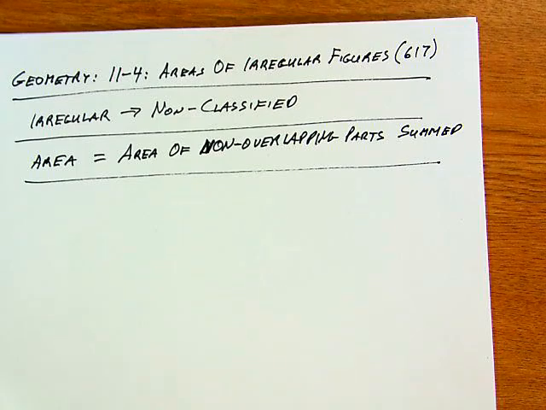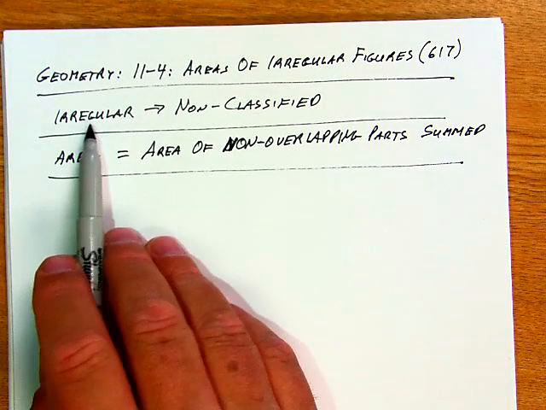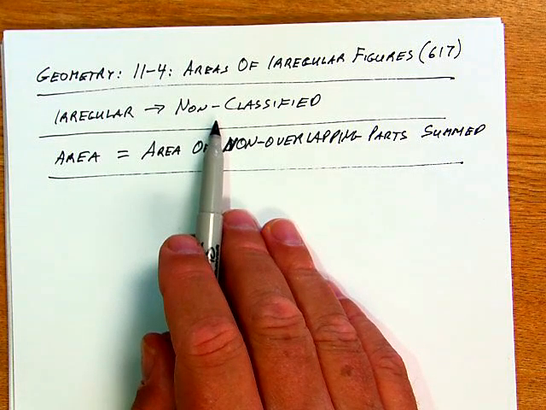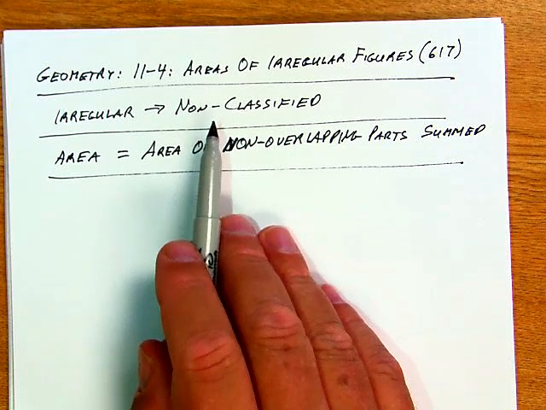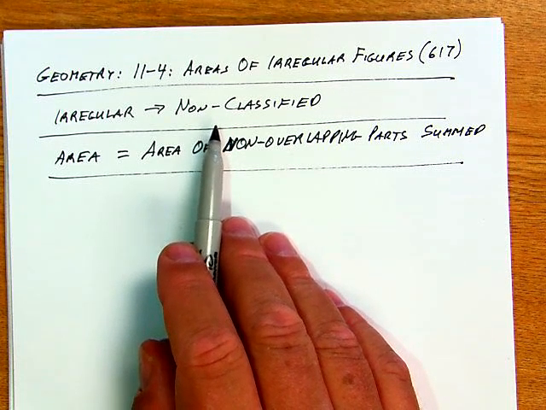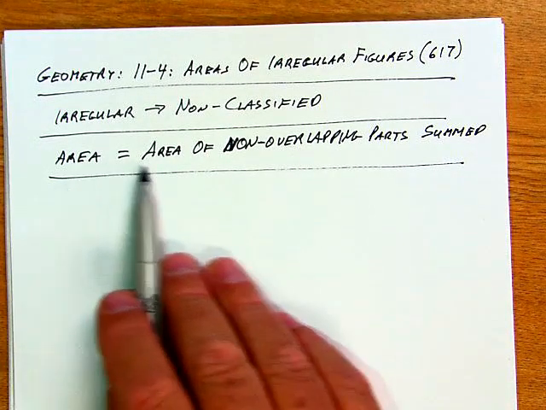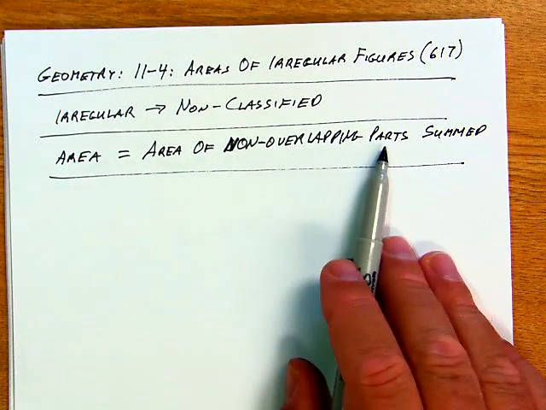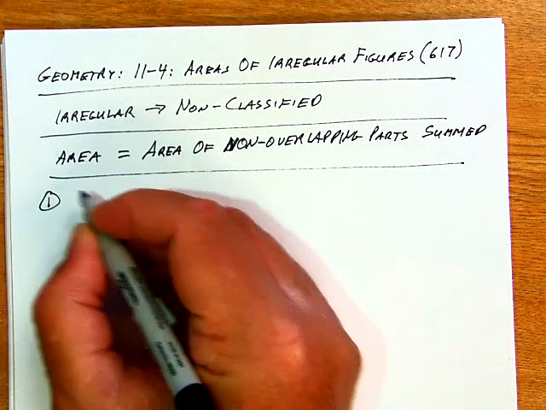Okay, let's do Geometry Lesson 11.4, Areas of Irregular Figures, on page 617 of your book. What's an irregular figure? It's simply one that we haven't classified yet. It's not a regular pentagon or any of the things that we already know about, any of the named shapes. It's some kind of oddball, irregular shape. How do you figure its area? Well, it's just the area of the non-overlapping parts all summed together. So let's take a look at what that means.